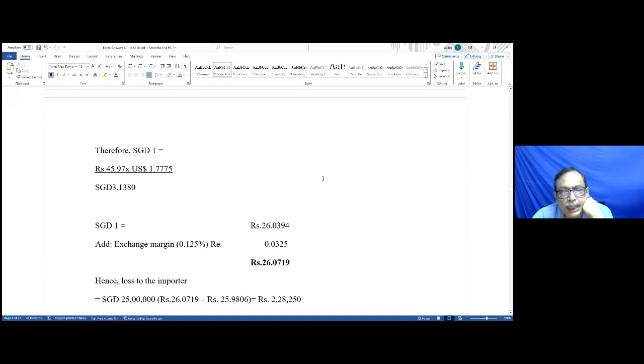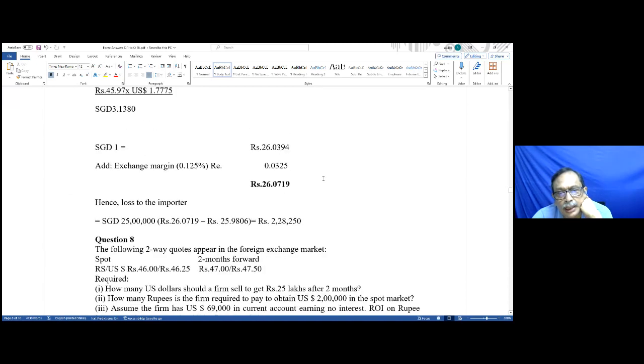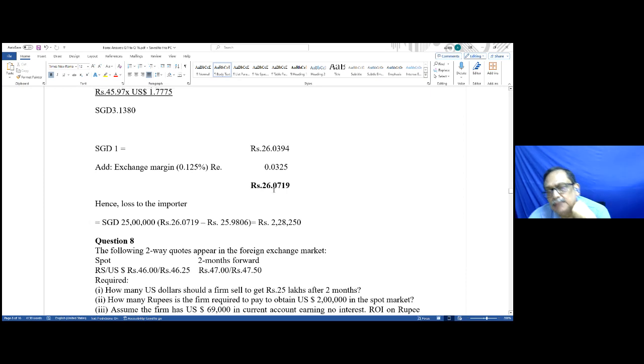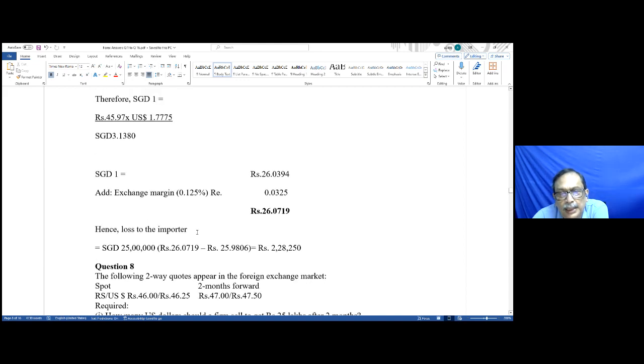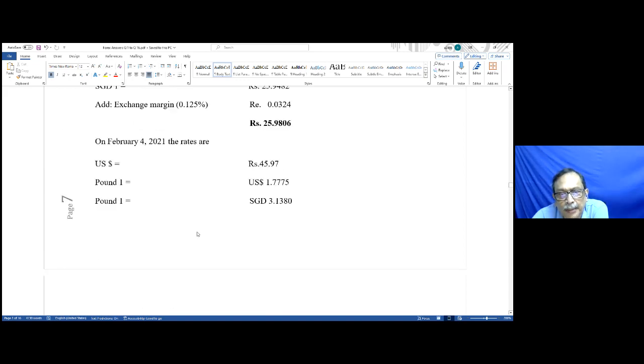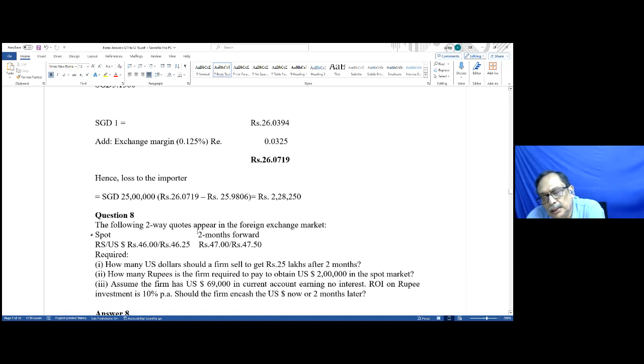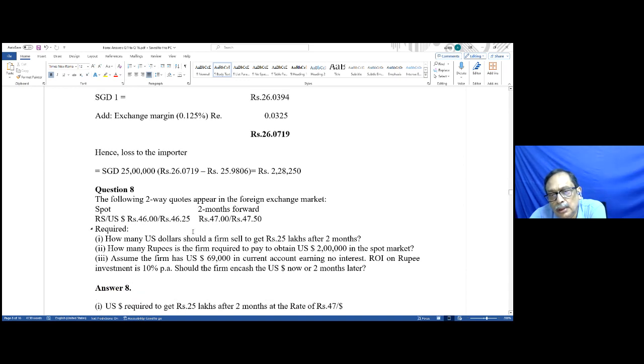25.9806. Hence, loss to the importer. So the difference between these two rates is rupees 26.0719 minus 25.9806, multiplied by the total Singapore dollar 25 lakhs, and it comes to rupees 2,28,250. Hope you have understood the solution.